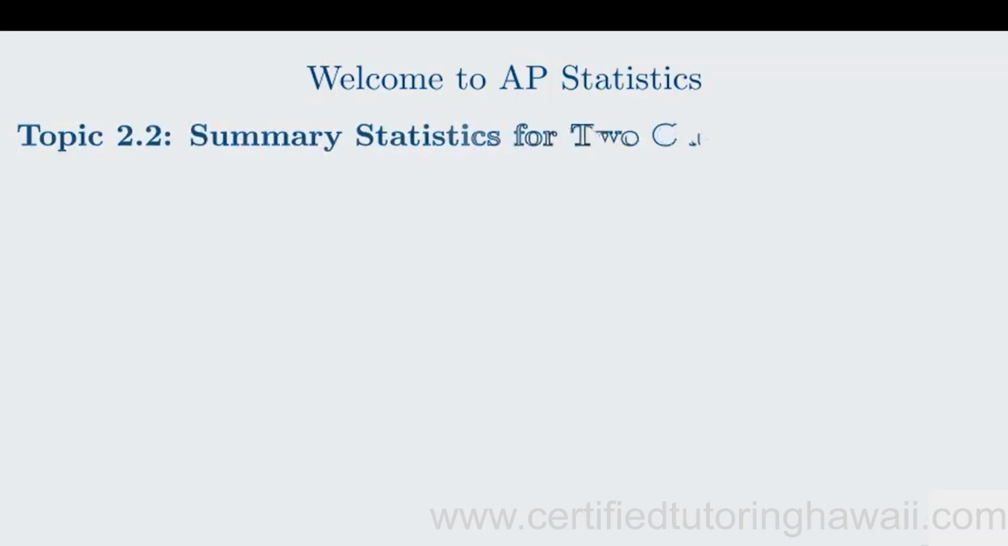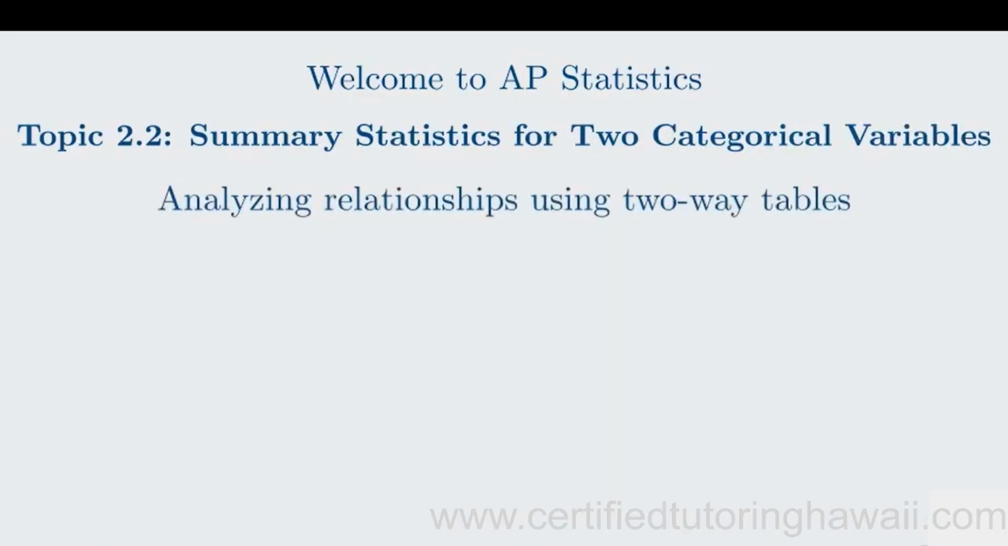Welcome to our session on Advanced Placement Statistics. Today we are discussing Topic 2.2, Summary Statistics for Two Categorical Variables. Today, we are diving into how we analyze the relationship between two categorical variables using two-way tables.